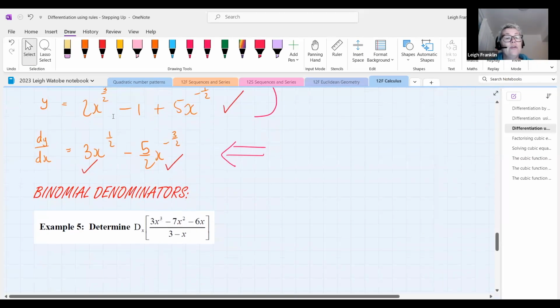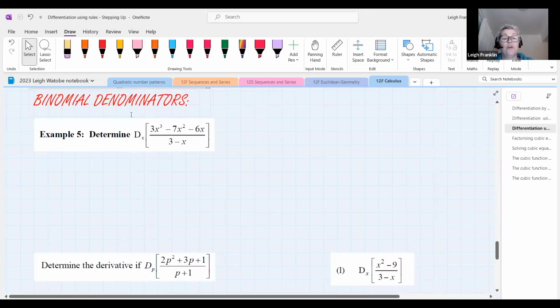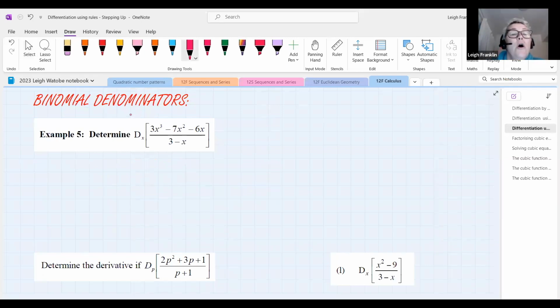Cool. All right, so let's move on and talk about binomial denominators now. We've spoken about what happens with monomial denominators. This is, in many respects, a little bit easier, but let's just whip through it. When you have a binomial denominator, you need to factorize the numerator, and then once you have factorized, you can cancel down, and then you can find the derivative of what's left over. Let me show you example number 5.